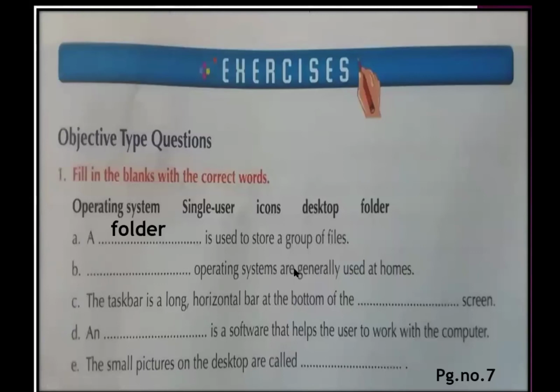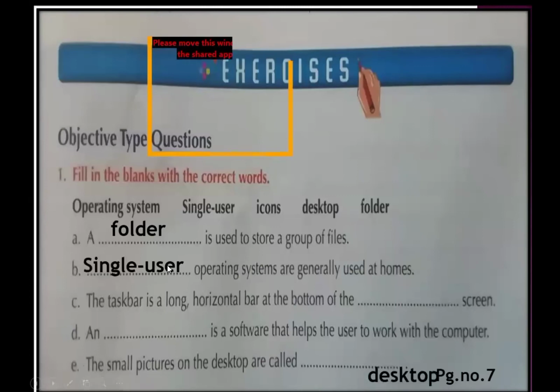Number B: dash operating systems are generally used at home. Who will give me the answer? Give me your answer on the chat box. Yes, Manha, your answer is right. Which operating system is generally used at home? I have told you two types of operating system: single user operating system and multi-user operating system. So which operating system do we use at home? Give me your answer quickly. Yes, Fatma, your answer is right. Single user operating systems are generally used at home.